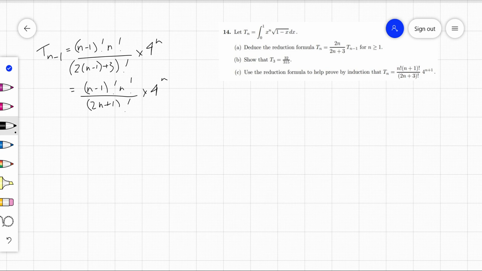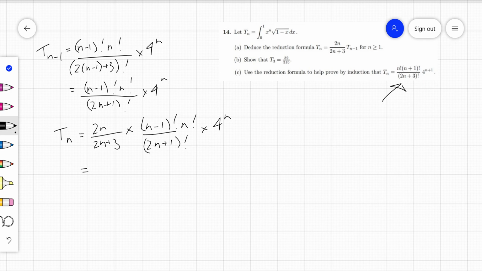Now we're going to use the reduction formula. We know that Tn is 2n on 2n plus 3 lots of our Tn minus 1. So let's put our Tn minus 1 in here, and see if we can get this formula over here. I'm going to force it a little bit.